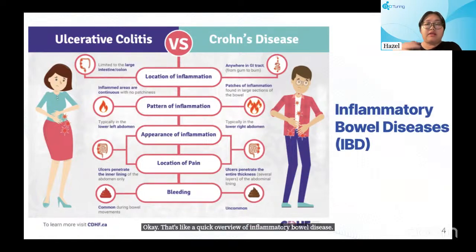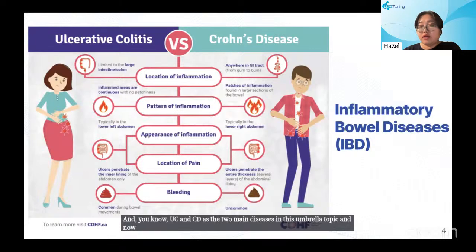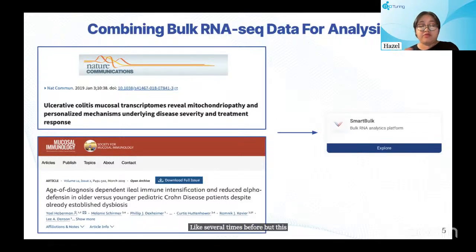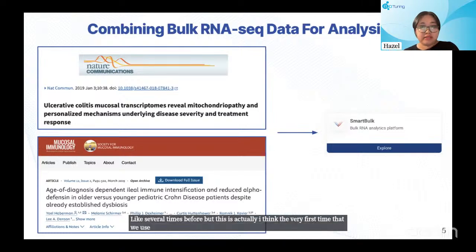UC and CD are the two main diseases under this umbrella topic. Now, to analyze the data, today we use bulk RNA-seq data. If you used to be in this club before, you might know that we have explored IBD several times before. But this is, I think, the very first time that we use bulk RNA-seq for the analysis, and not only one single data set, but we combine two data sets to analyze together.